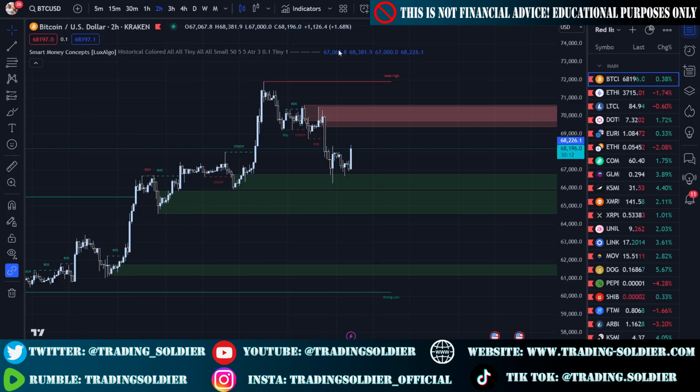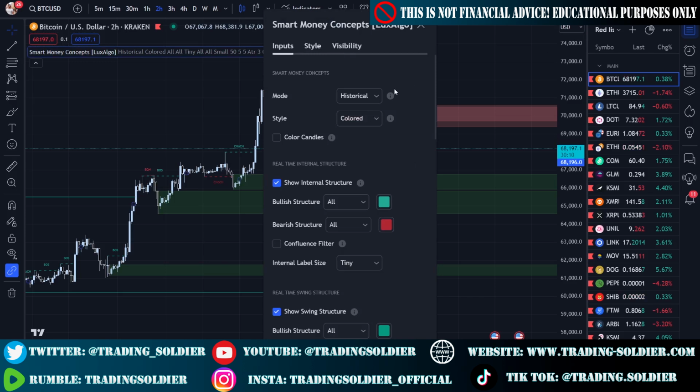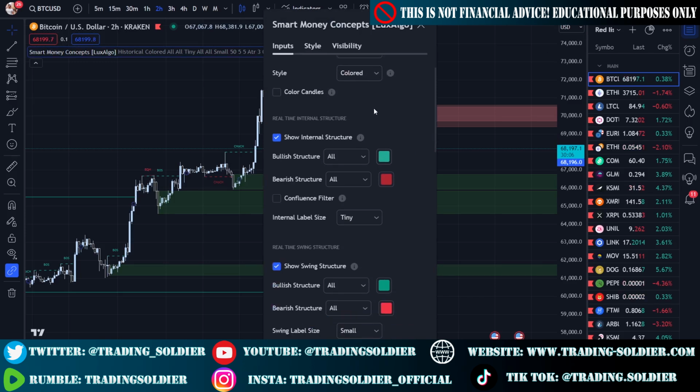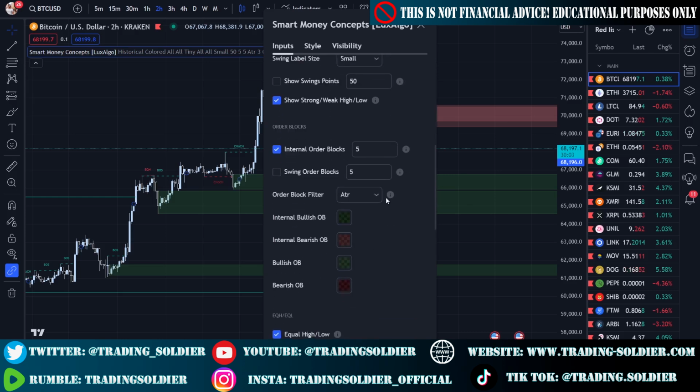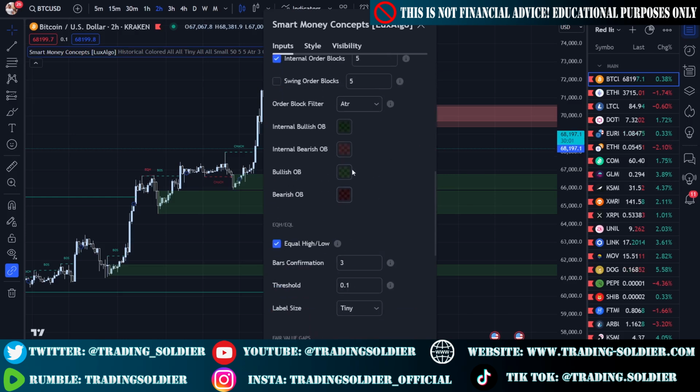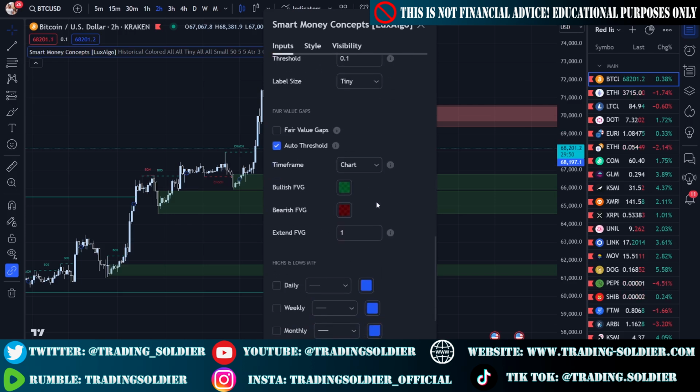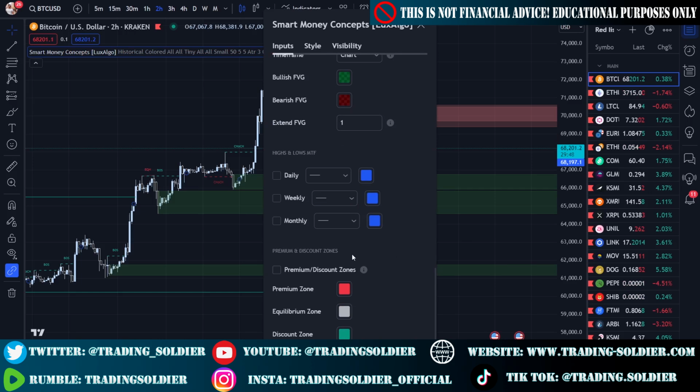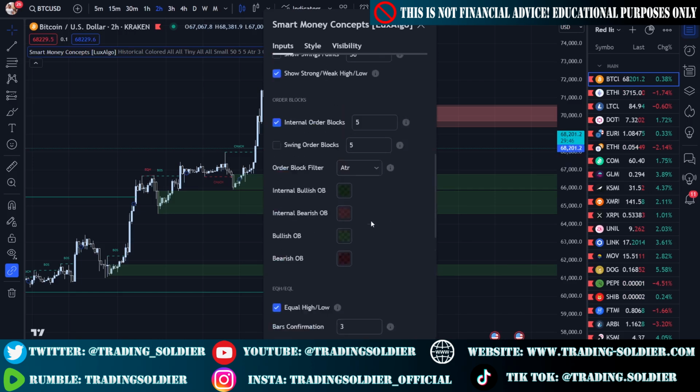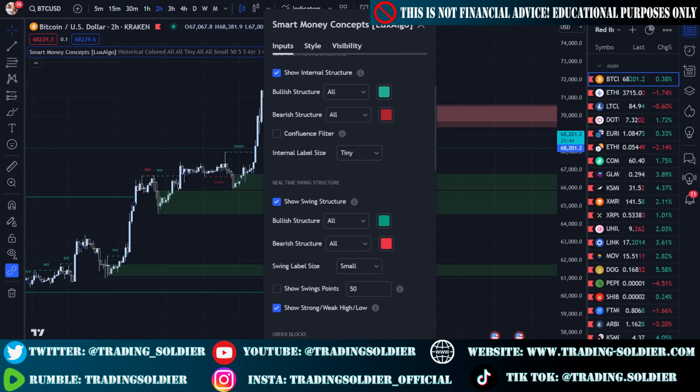So the first thing that we need to do when we first add our indicator into our TradingView chart is to go here into the settings of the indicator. And here, for example, the mode I have put is historical. I will leave every setting by default. The only thing that I will change is the color of the bullish order blocks, because by default they come in blue color, but I like it to be in green color. The settings that I use are the same as they come by default, because I like how the indicator works with these settings.